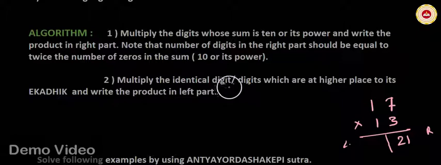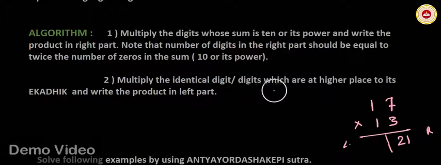Multiply the identical digit or digits which are at the higher place by its ekadhik. What does ekadhik mean? Ekadhik means one more. Ekadhik of 1 is 2. Ekadhik of 2 is 3. Ekadhik of 3 is 4. You have to add 1 to the number or digit whose ekadhik is to be calculated. If you want to calculate the ekadhik of 5, add 1 to 5. You will get 6. So 6 is the ekadhik of 5.